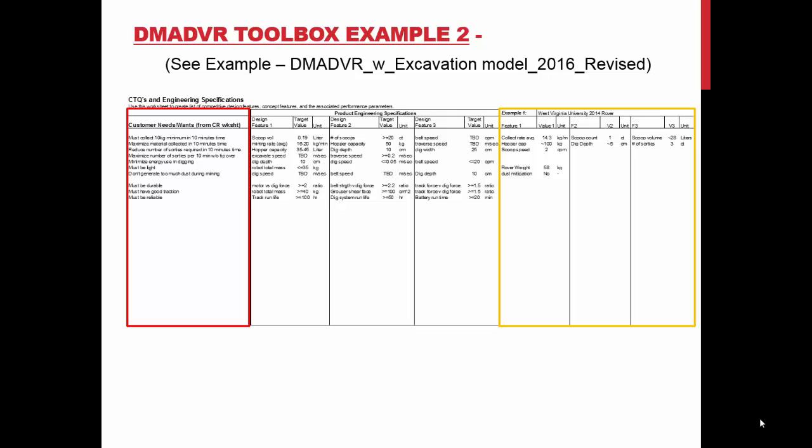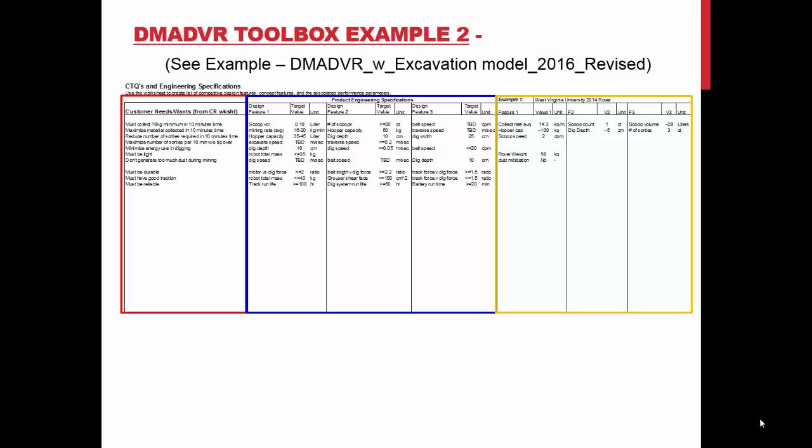Lastly, once compiling all the benchmark data, then we're able to come up with a list of product engineering specifications for our new rover design that would guarantee competitiveness. Once again, in this design you can see that there are a number of values that haven't been set yet. They need to be developed as the design proceeds.